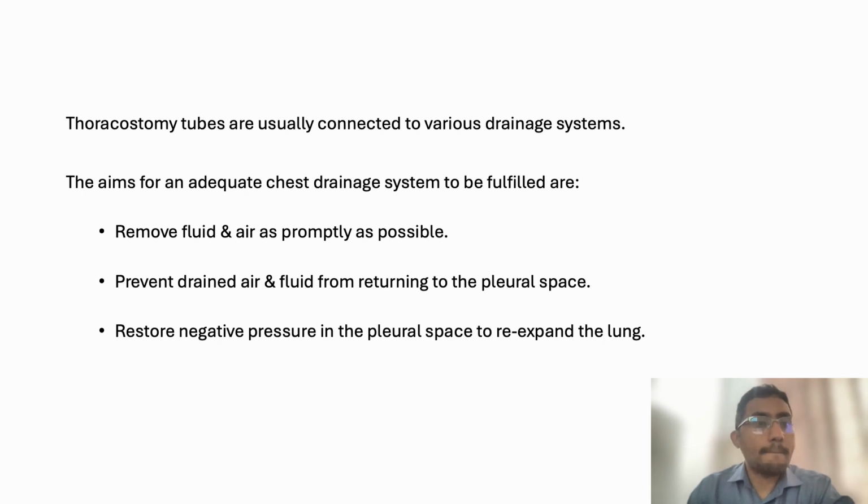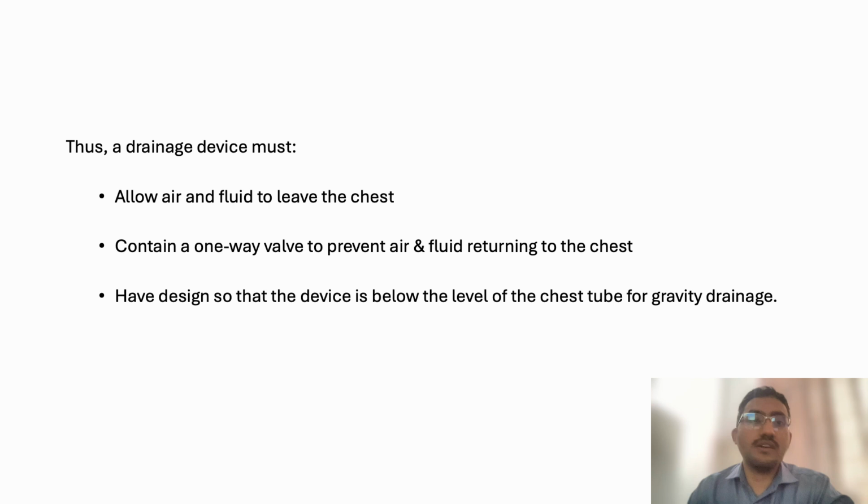And the aims of an adequate chest drainage system are to remove the fluid and air as promptly as possible, prevent drained air and fluid from returning to the pleural space, and restore negative pressure in the pleural space to re-expand the lung. Thus, a drainage device must allow air and fluid to leave the chest. It should contain a one-way valve to prevent air and fluid returning to the chest, and have a design so that the device is below the level of the chest for gravity drainage.